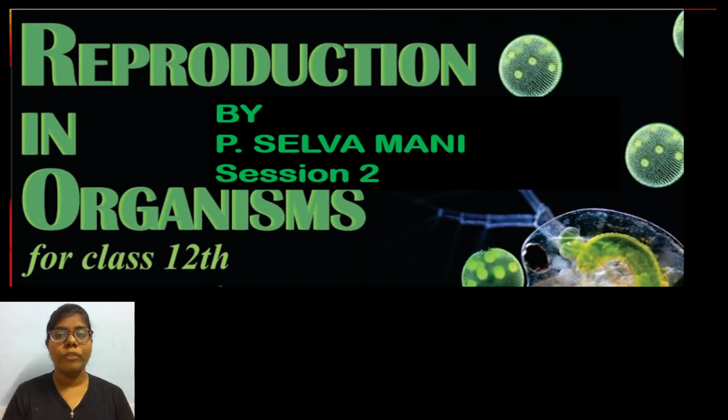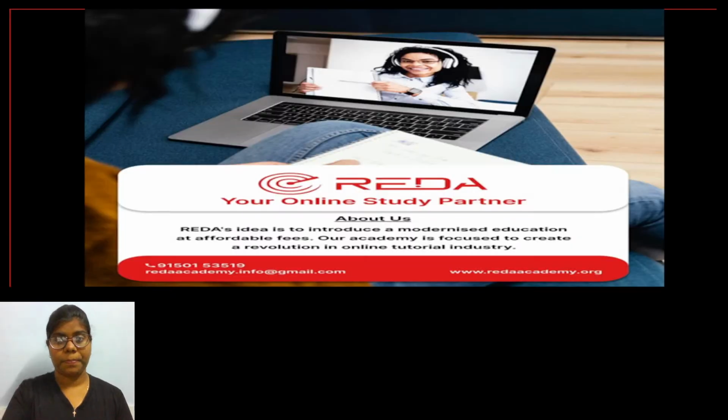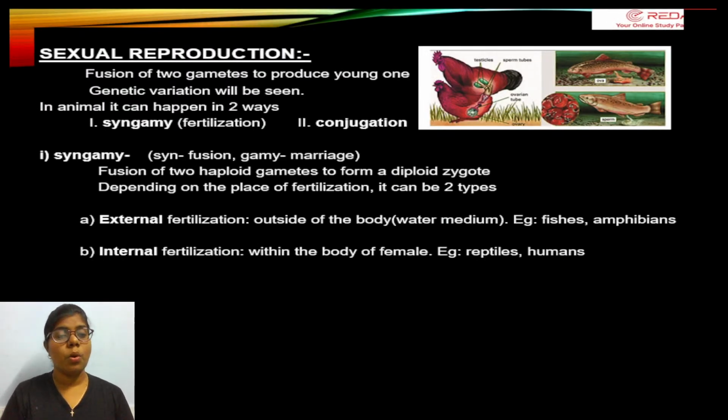Yes, now we are going to session 2 of chapter 1, bio-zoology of class 12. So now we are going to see sexual reproduction. In the last class we saw asexual reproduction, where only one single parent is involved to produce the next generation. In the same way, but opposite to that, two parents are essential for this reproduction.